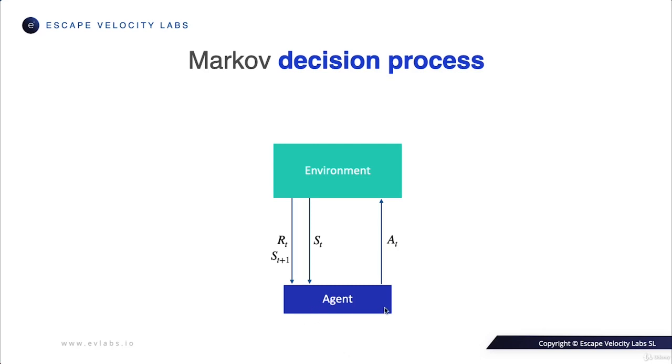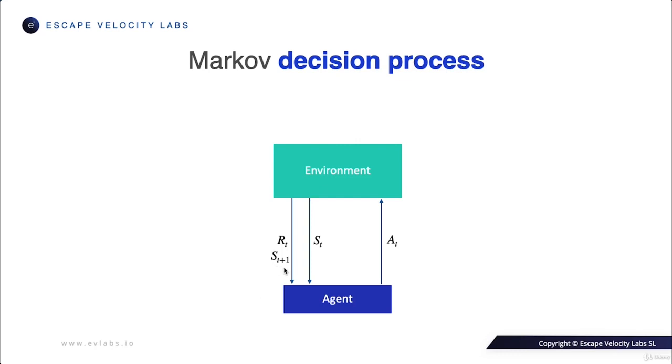Here's a diagram representing the Markov decision process. In this process, the agent interacts with the environment. At the start of the task, the agent observes the initial state of the task, and based on it, it takes an action. This action produces an effect on the environment which modifies its state. As a result, the agent observes again the new state in which the task finds itself and receives a reward from the environment which gives feedback on the effect that the previous action had on the environment.